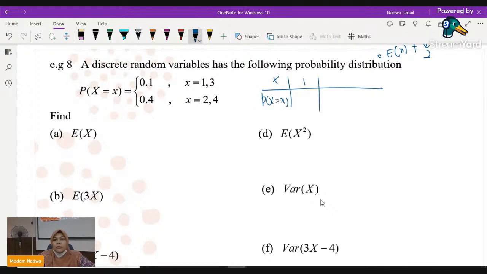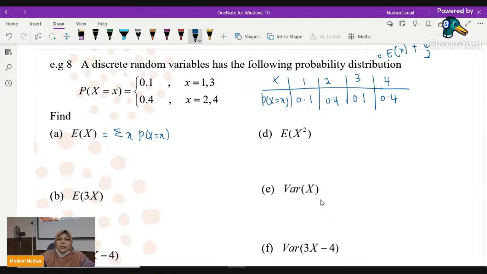So kita ada 1, 2, 3 and 4. And the probability is 0.1, 0.4, 0.1, 0.4. So this is our P(X = x). So macam mana nak cari expectation tadi? Apa formula dia? Formula dia adalah summation of x darab P(X = x). X darabkan dengan probability dia. So x darab dengan probability dia adalah 1 times 0.1 plus 2 times 0.4. Okay, use your calculator, plus 3 times 0.1 plus 4 times 0.4. Ingat, ini adalah hasil tambah X darabkan dengan probability dia.